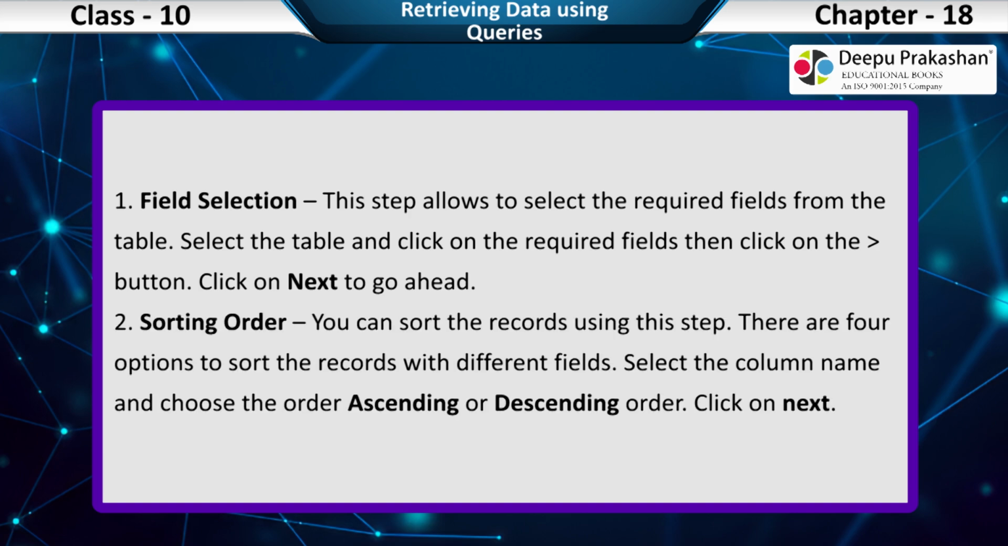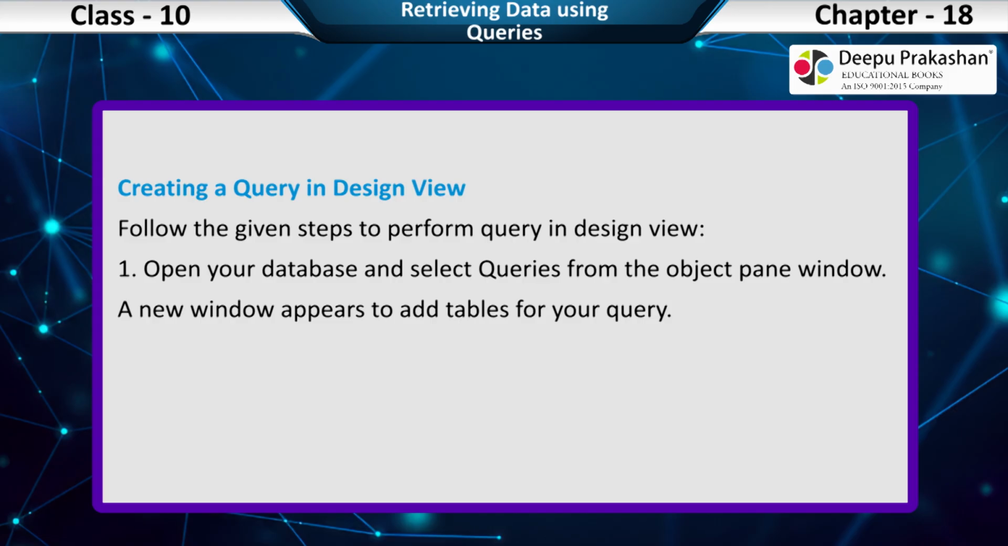Sorting order. You can sort the records using this step. There are 4 options to sort the records with different fields. Select the column name and choose the order ascending or descending order. Click on Next. Creating a query in Design View.